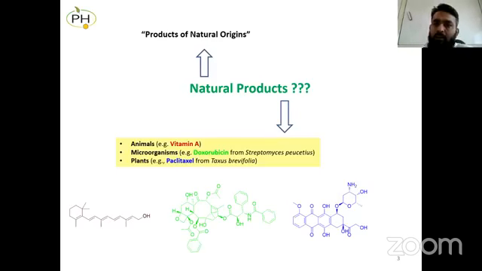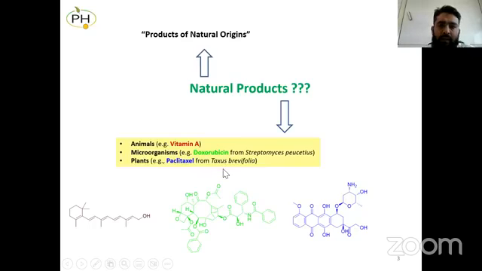So as per terminology, natural products are nothing but products of natural origin, and they can be classified into three major origins: animal, microorganisms, and plants. One example is vitamin A, also vitamin D, which is obtained from cod liver, which is animal based. Here is the chemical structure of vitamin A.